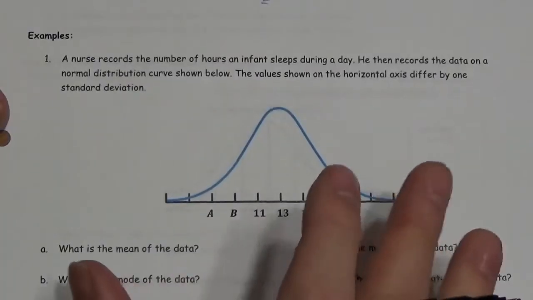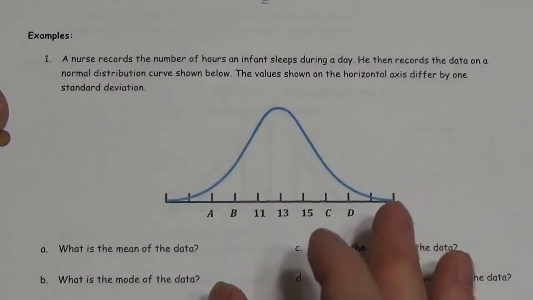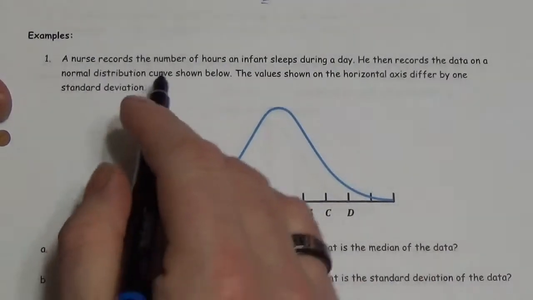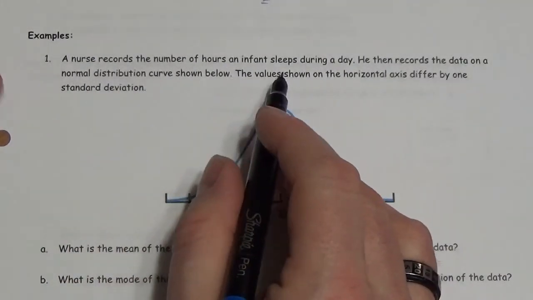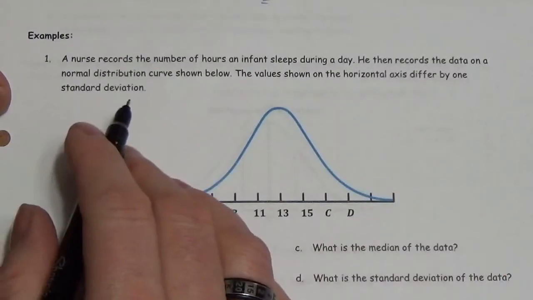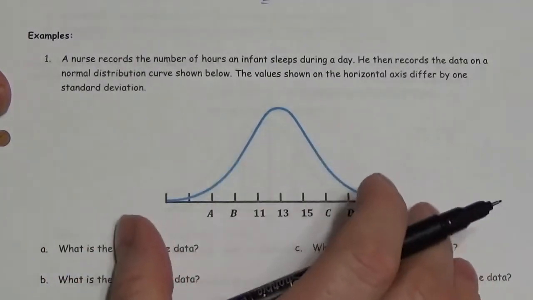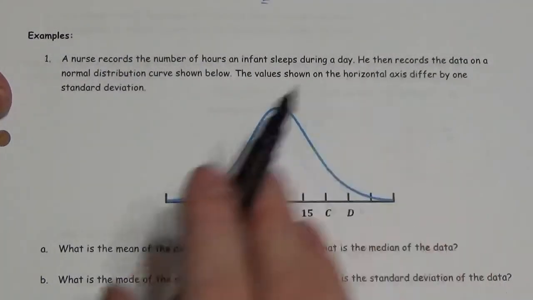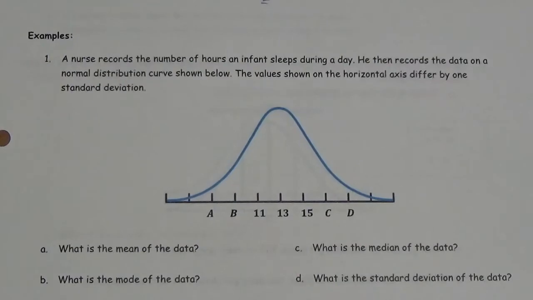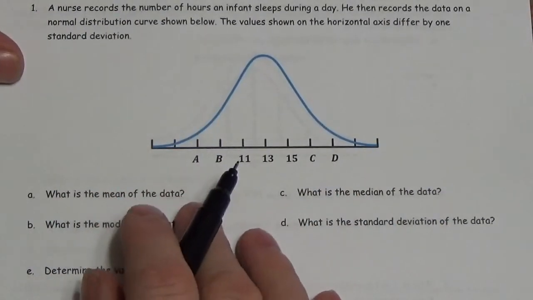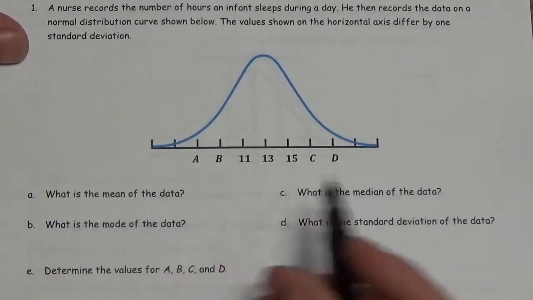Okay. So this question here, this is like a classic. Almost every time I open up a textbook, you get some variation of this, okay? A nurse records the number of hours an infant sleeps during the day. He then records the data on a normal distribution curve shown below, and then you've got the values here, okay? And the values shown on the horizontal axis differ by 1 standard deviation here. Okay, so here's our graph, here's the data, and we know that each one of these things is jumping up by a standard deviation. So what's the mean of the data?